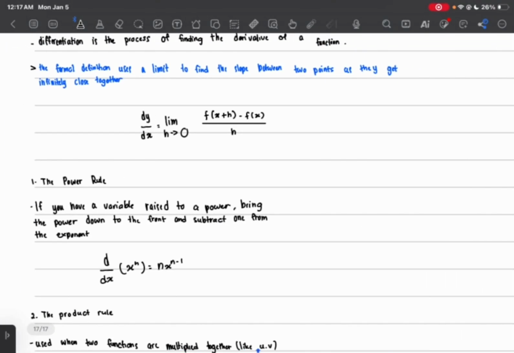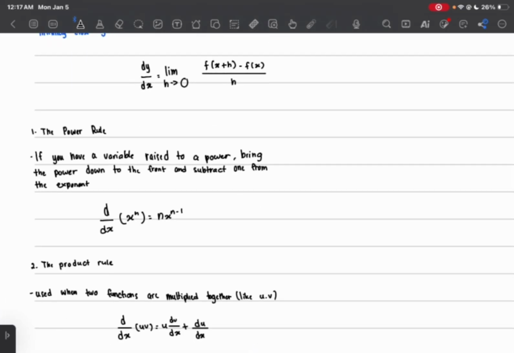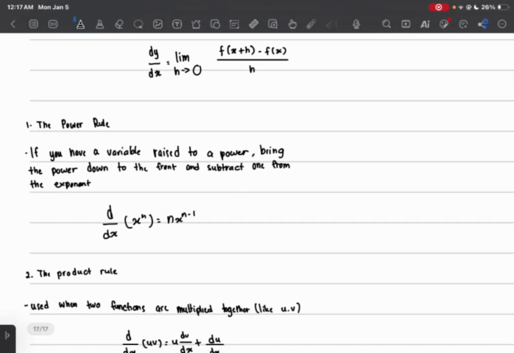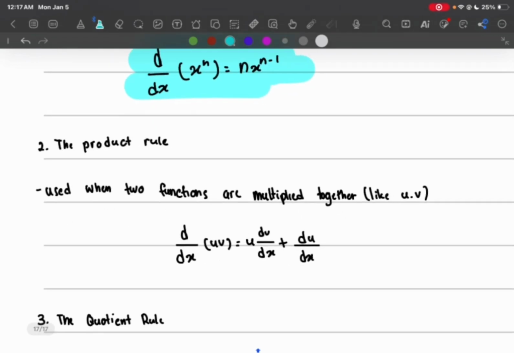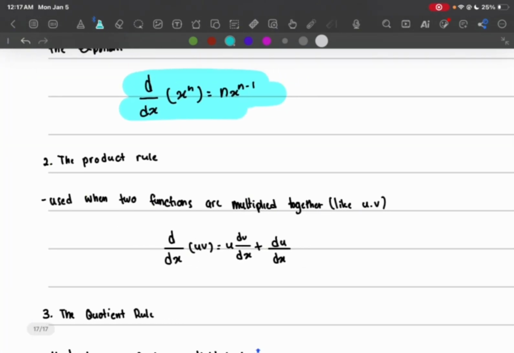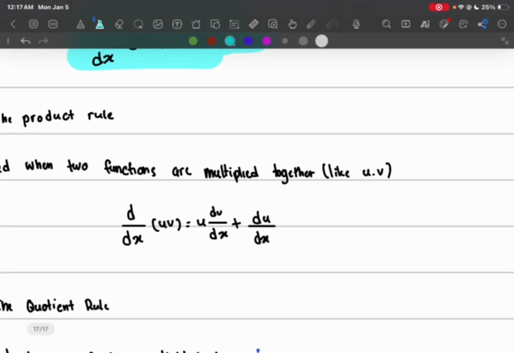There are 4 types of differentiation techniques, the first one is the power rule. If you have a variable raised to a power, bring the power down to the front and subtract 1 from the exponent, which is this formula. The second technique is the product rule, used when 2 functions are multiplied together, like u times v, and the formula is also right here.